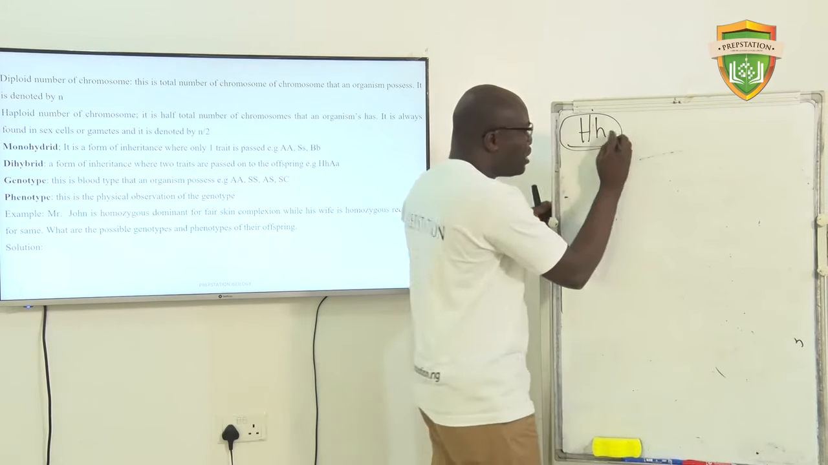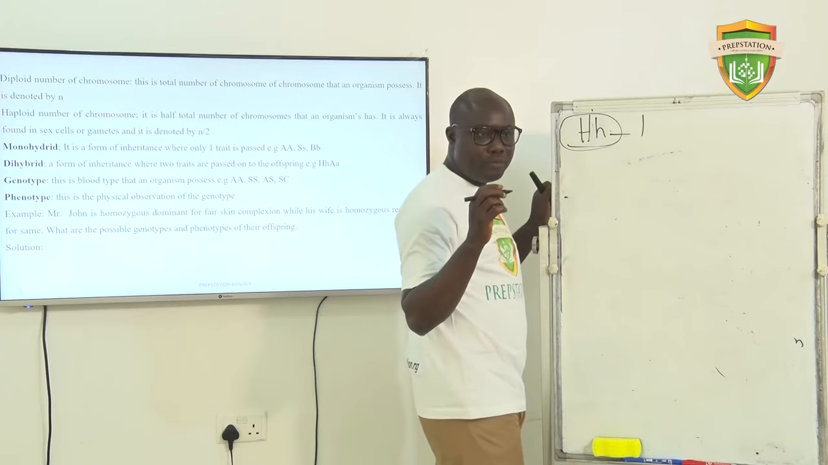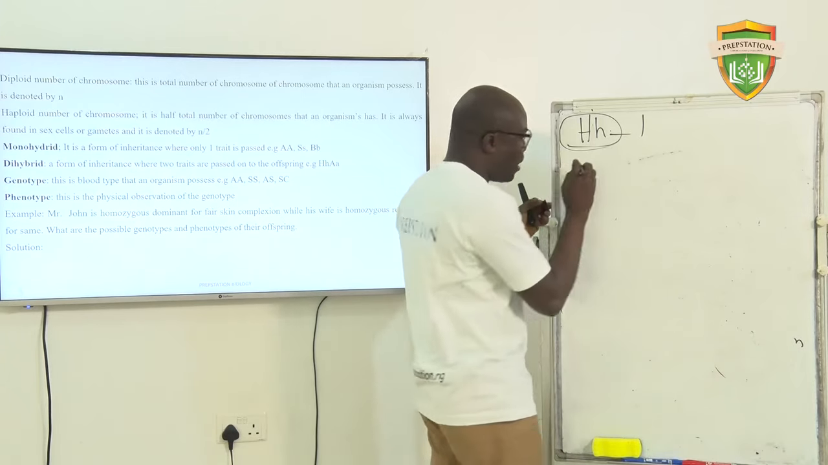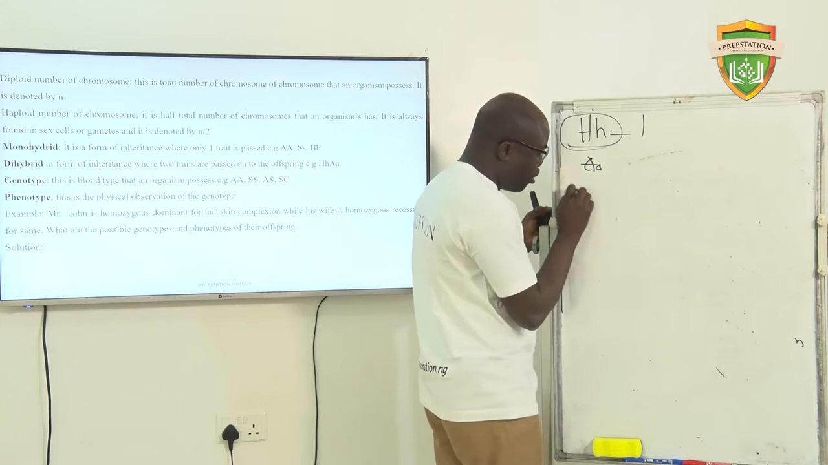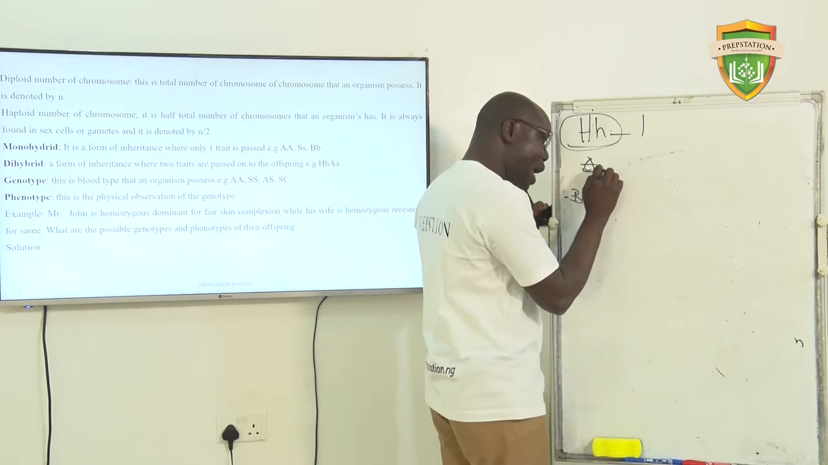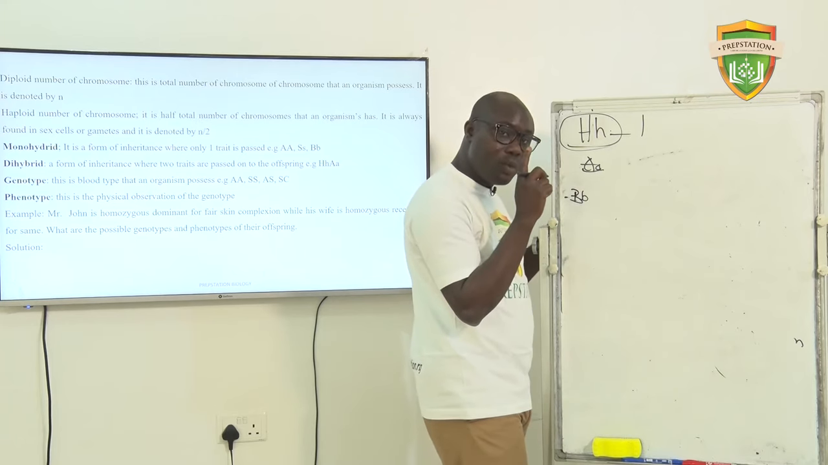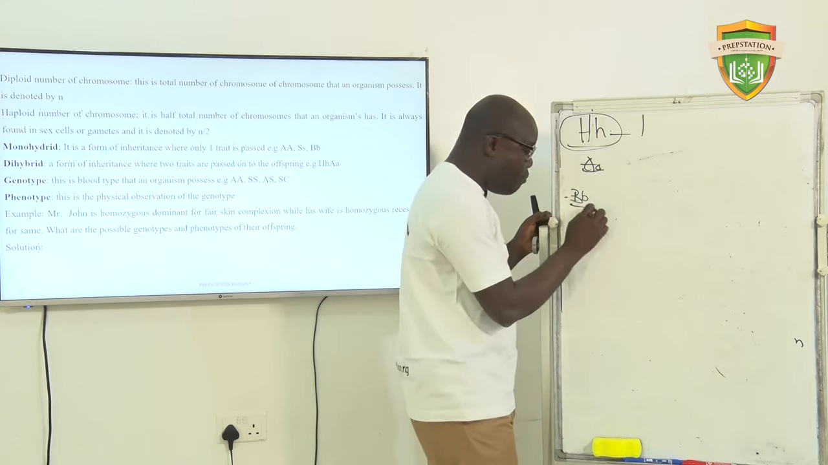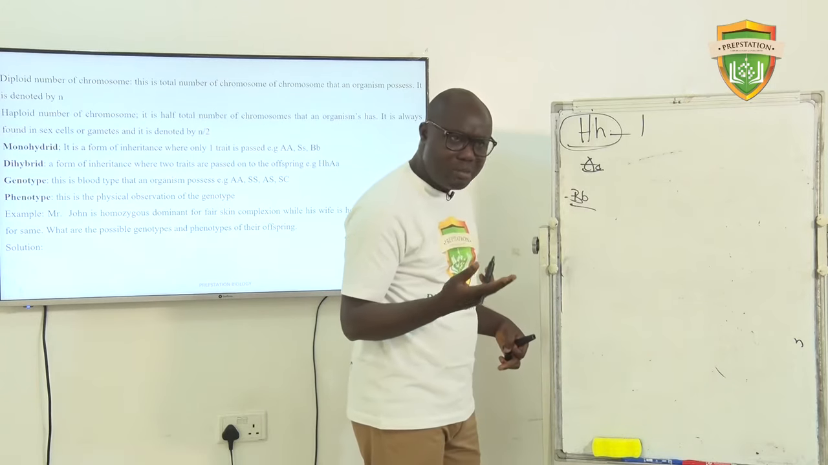So how many traits do we have here? Only one. And that's what makes it monohybrid. So when you have AA, it is still monohybrid. When you have BB, it's monohybrid because A and A code for one thing, they code for one trait. B and B code for one trait. Of course, the characters can be different.